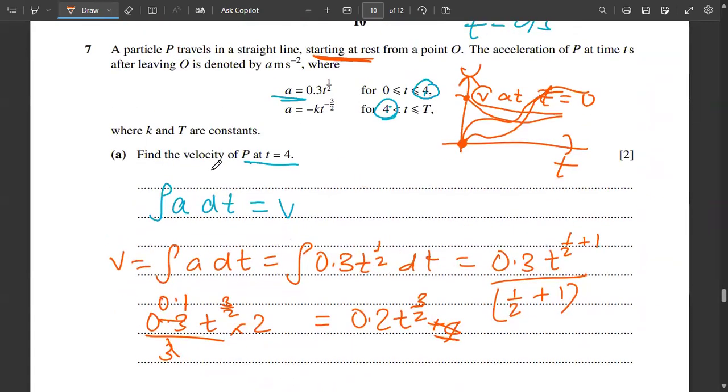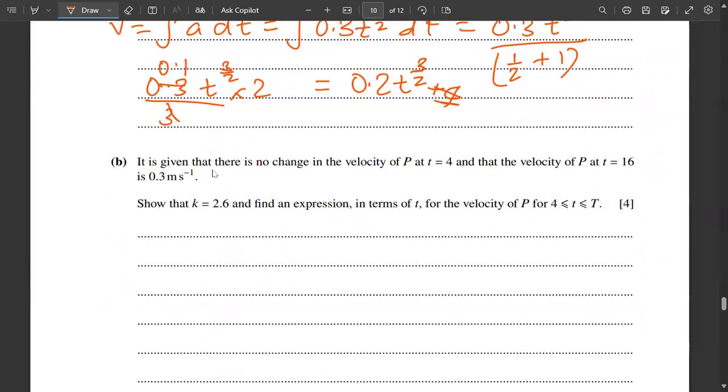And they have told us to find the velocity at time equals 4. So it should be 0.2 times 4 raised to 3 by 2. 4 raised to 3 by 2 should be 8. 8 into 0.2, the velocity is 1.6 ms minus 1. We go to the next question.